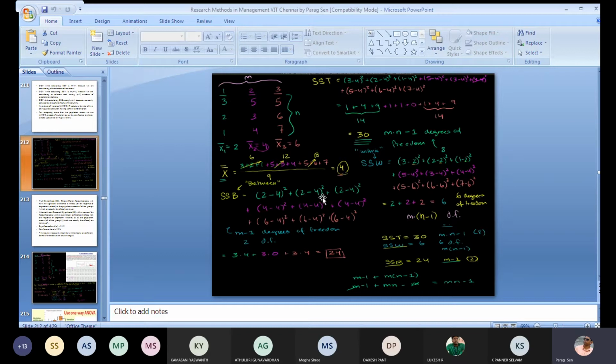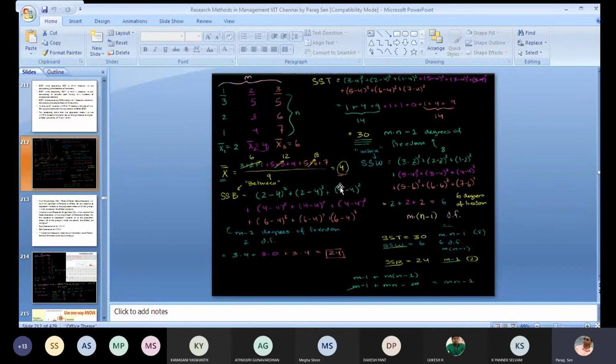So what will be your grand mean? Your grand mean will be 4. If you sum up all those values and divide by 9, or divide 2 plus 4 plus 6 by 3, you will get this same value.